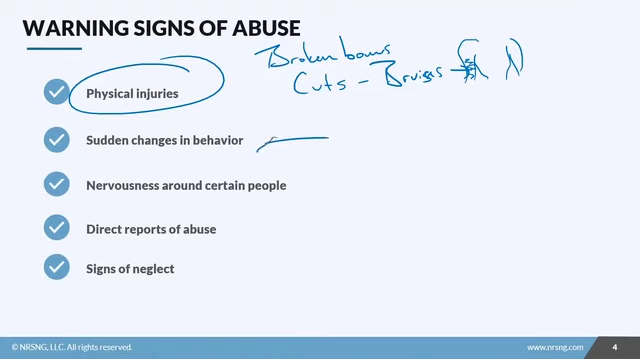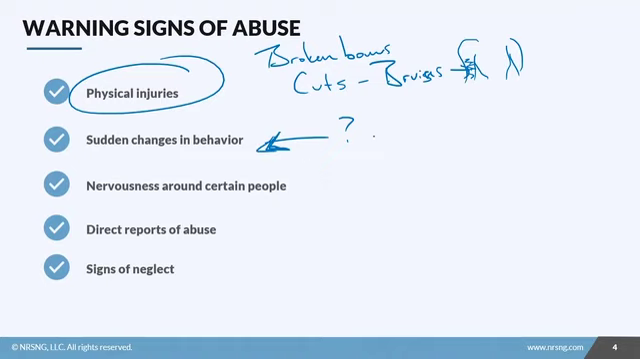Another one is sudden change of behavior. If you have family that says that in the past couple of weeks, they've just had this sudden change in their behavior and how they act, that would be something to say, hey, I have a question. Is there abuse going on at home?